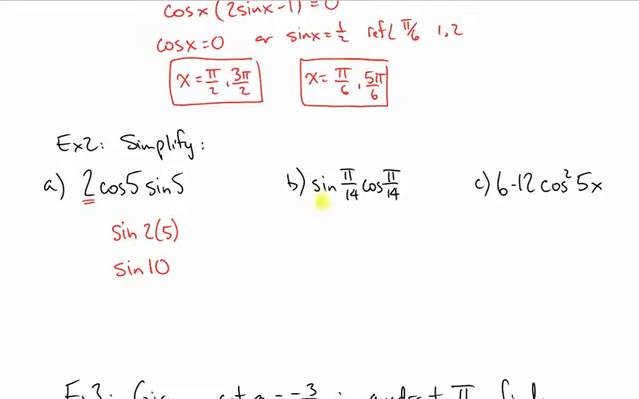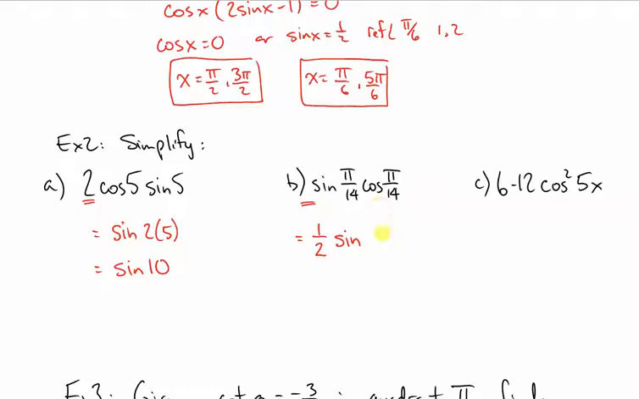B is very similar to A. There's a sine times a cos. However, B is missing the 2. It is still a double angle identity, but I don't have the 2, so it must be half as large. So I'll write 1/2, because it's half of the value that we're used to seeing.